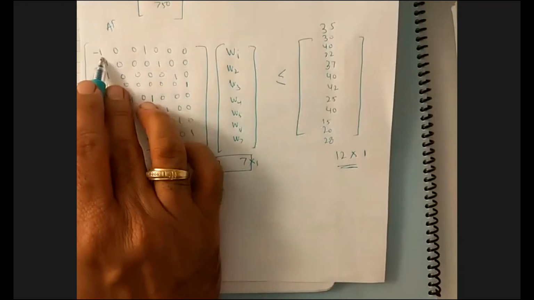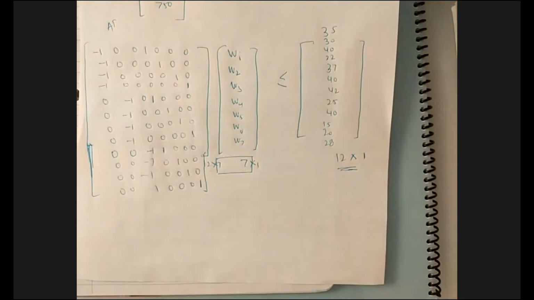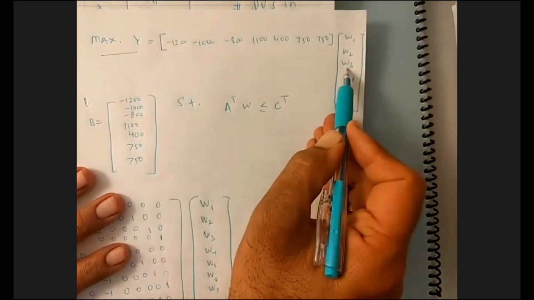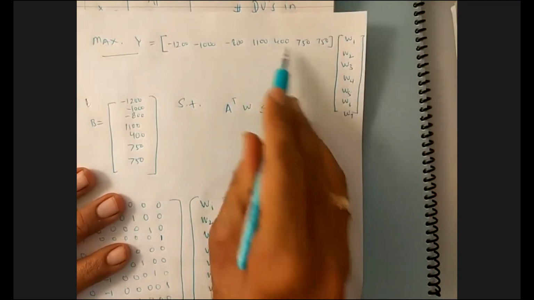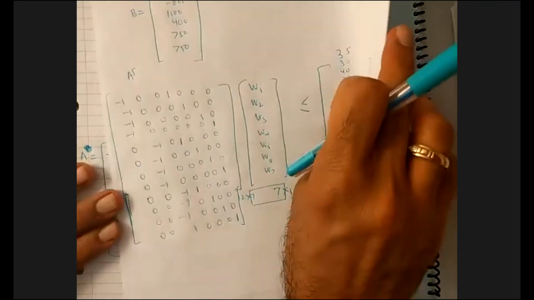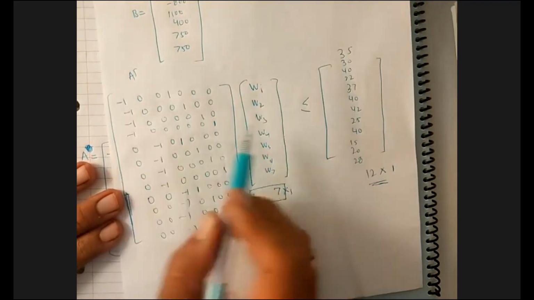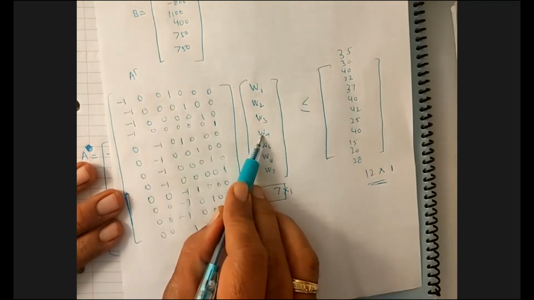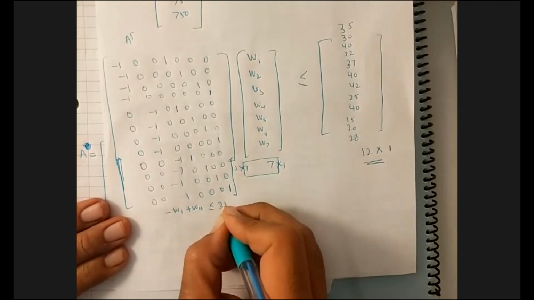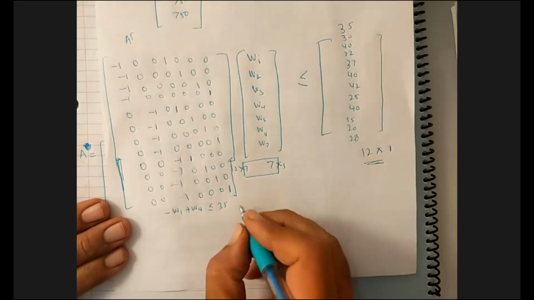And then when I multiply this, I'll end up with -W1. So if I want to actually write down what these constraints would look like, I've written my new optimization problem, right? I've got maximize Y such that -1200 minus 1000 minus 800 W3 plus 1100 W4 plus 400 W5 plus 750 W6 plus 750 W7. And then this will become -W1 plus W4. So the first constraint is -W1 plus W4 has to be less than or equal to 35. This is my first constraint equation.